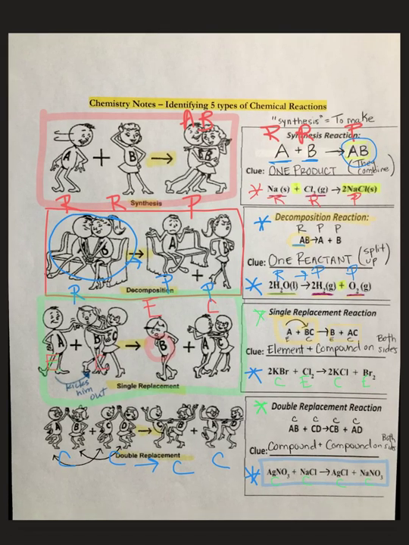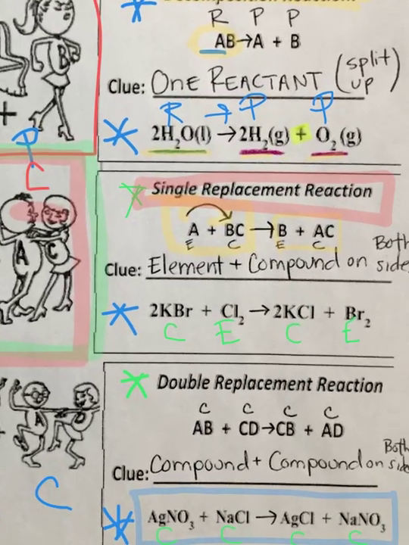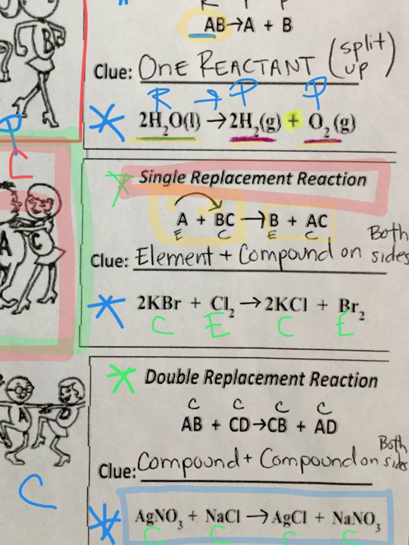Let's go ahead and look at this. If we refer back to this diagram right here, single replacement has an element, compound, element, and a compound. And the clue tells you single replacement, element and compound on both sides. What would that look like in a chemical equation? They give you an example here at the bottom. This is going to be your compound plus an element, and on the other side, your compound plus an element. So a compound and element on both sides is single.